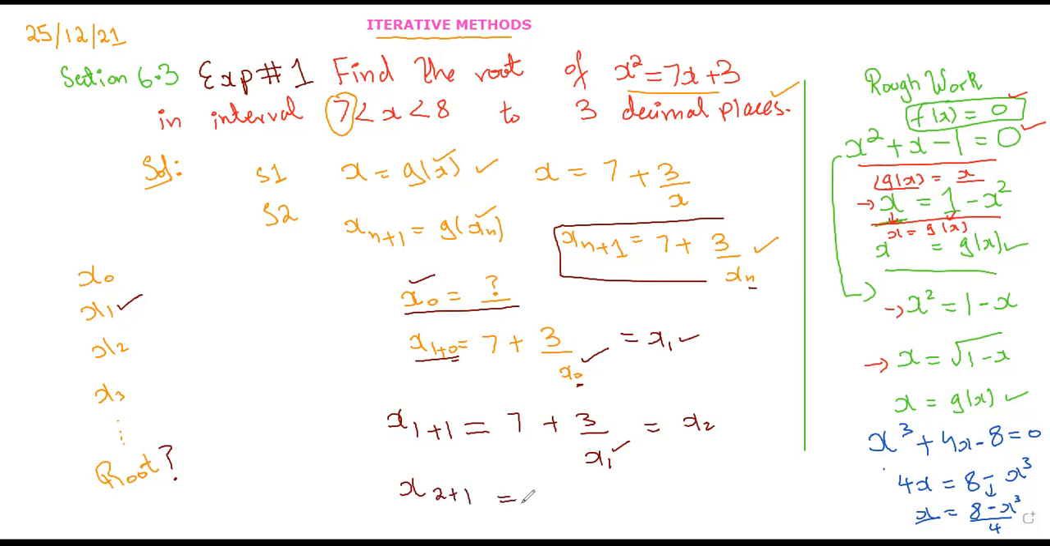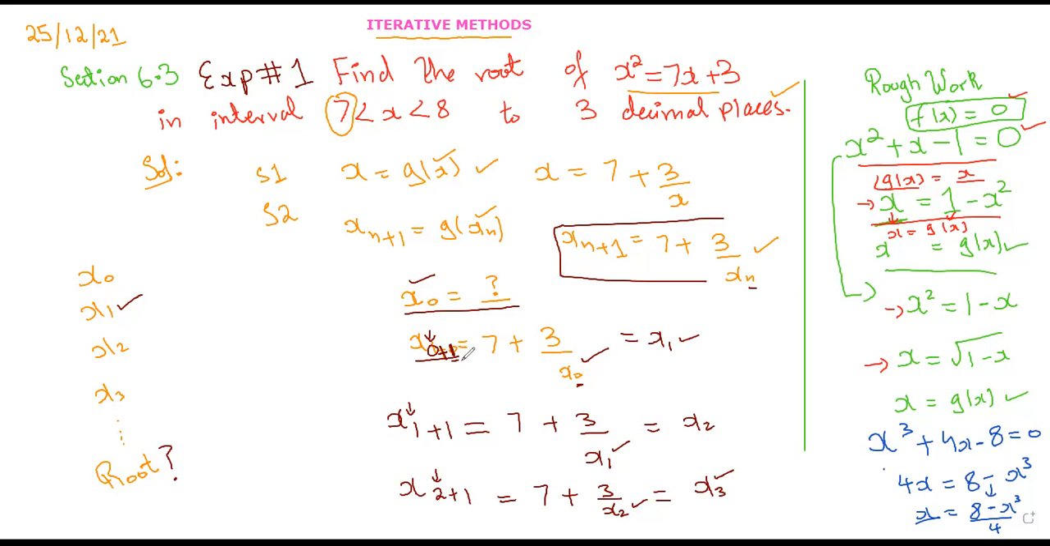So this is going to be 7 plus 3 by x2 equals x3. So you have used x2 in order to find x3, right? And this is n. Do you understand? Yes. Not 100%, but at least somewhat. Yes. Okay, perfect. All right.